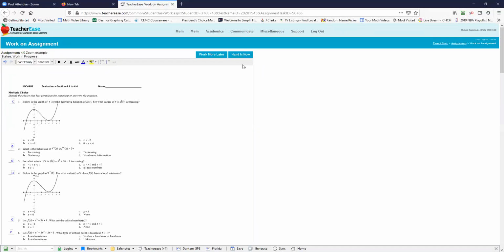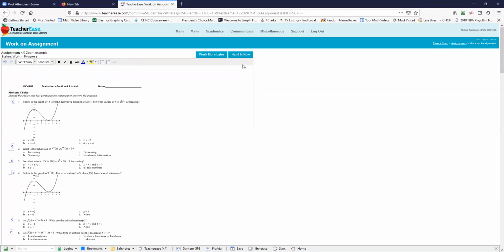I mean, what if you just suddenly got cut off? Would it save what you've done? I'm going to assume that it does, and I'm going to play around with that and see if that's the case. But it does have a work more later button. Like I said, that's not a button that I expect anybody to use, because you're going to be getting that hour. So log in exactly at 6 o'clock, right? And it will give you the hour to get it done. And then you press the hand in now when you're done, and that's it.